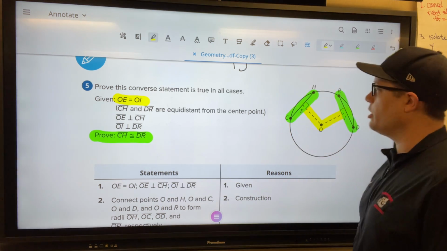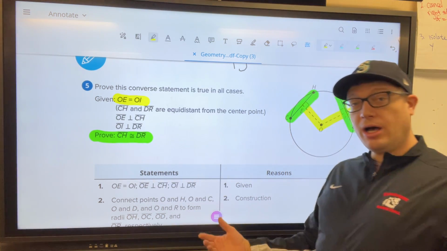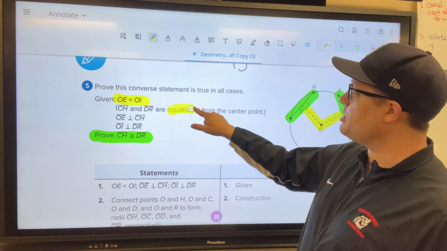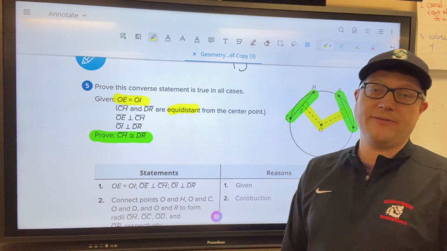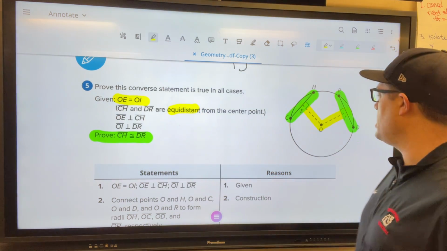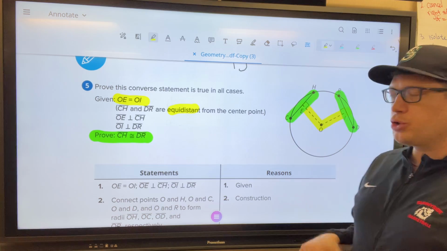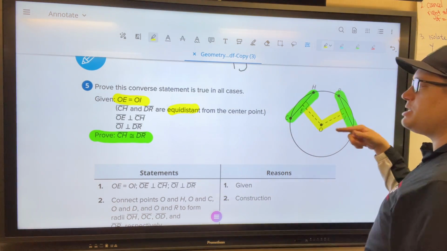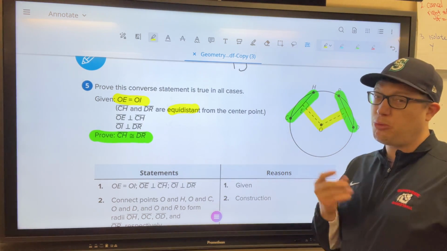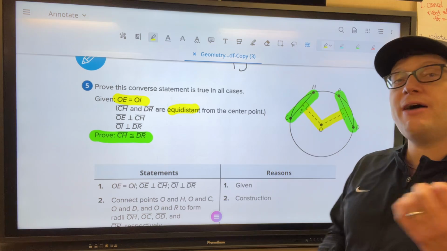Gonna work the tool here to make it work the way we need to. Because they're congruent, that therefore means equidistant. At some point, we're gonna have to say equidistant from the center, which is true. CH and DR are equidistant from the center point. That's what we get. We also have this information.